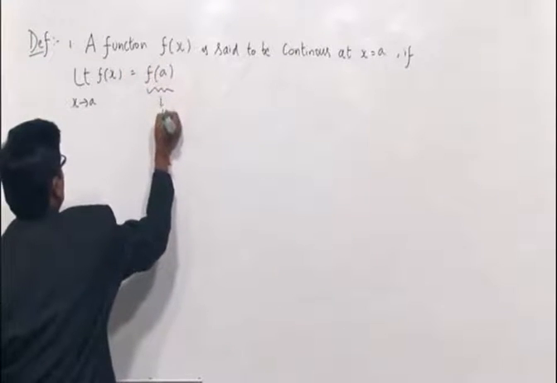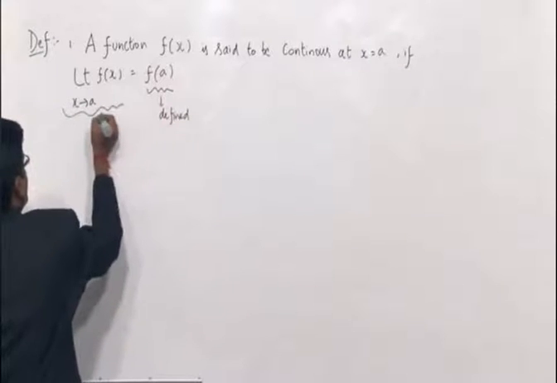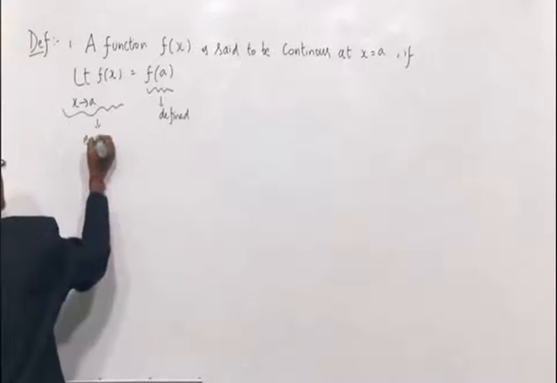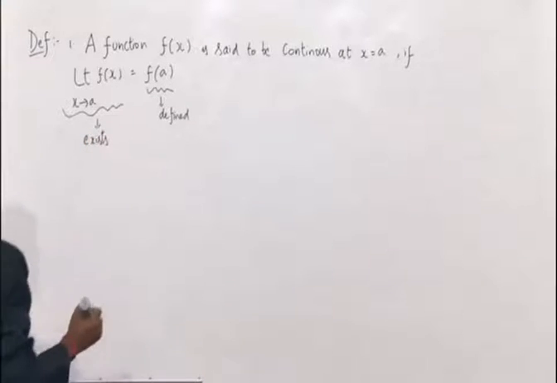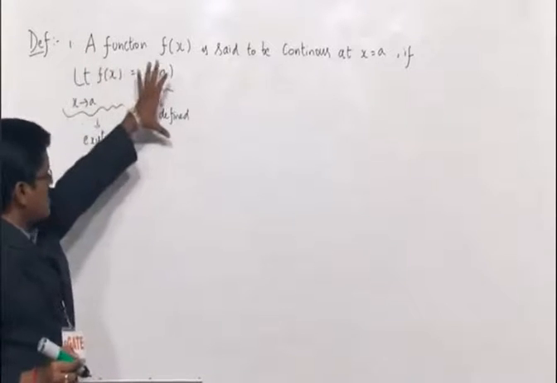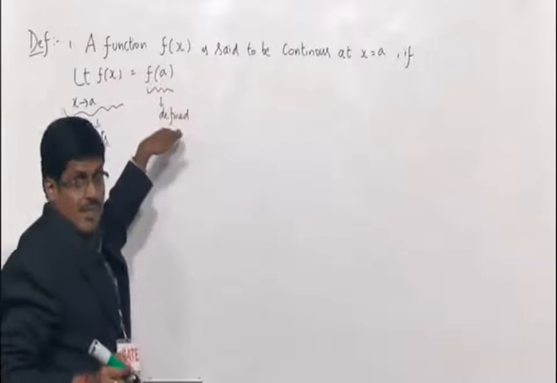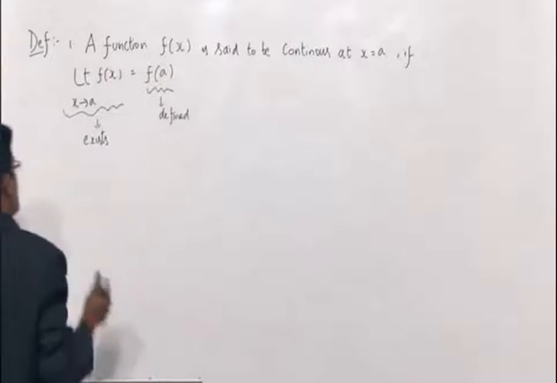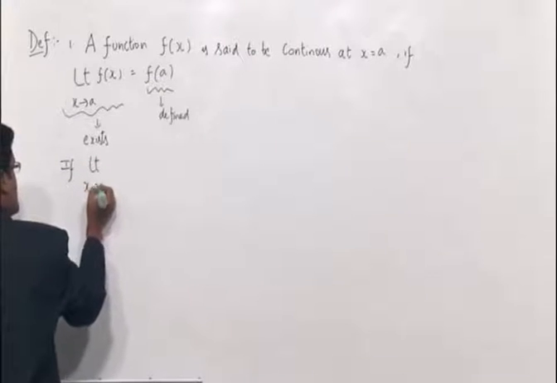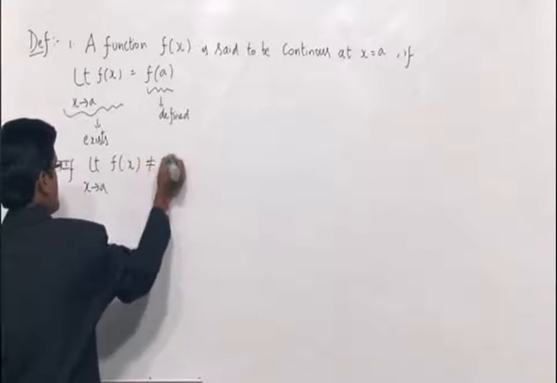So this right side should be defined, and this left side, while calculating, look at the previous problems, so many problems I have done, this should exist. So on the left side, that means we should find the limit, this should exist, and the right side should be defined, that is, in the given function at x is equal to a, whether it is defined or not, you see it.